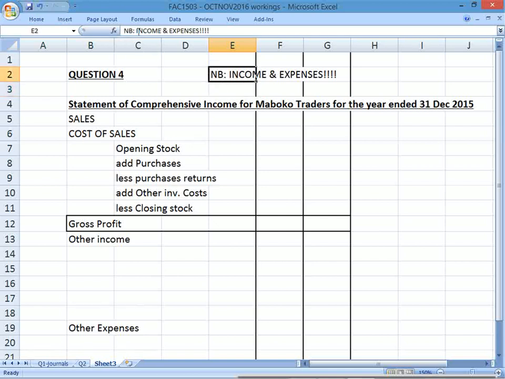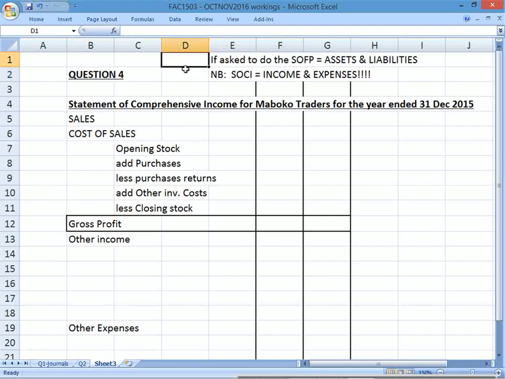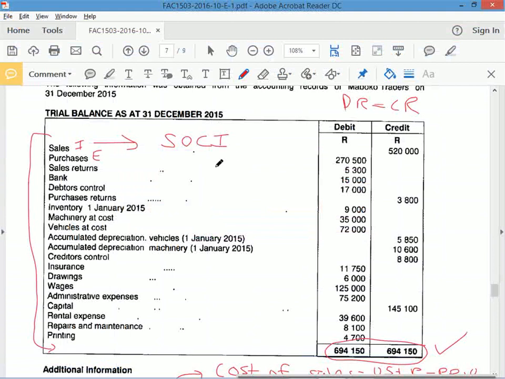Okay, for the statement of comprehensive income. If I was asked to do the statement of financial position, that's what you would have. Okay, so again, it comes back down to your basics. Do you know what you're dealing with? That's the reason why I'm stressing it so much, is because even with disclosure, you need to know what things are. Okay, so sales I know is income.